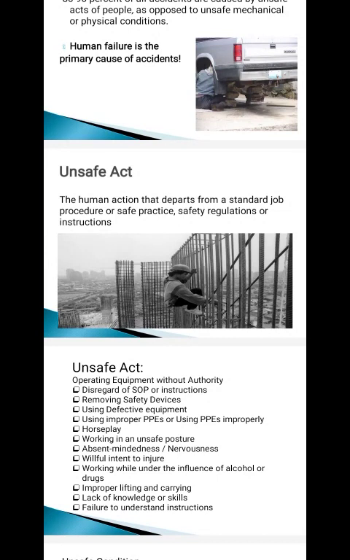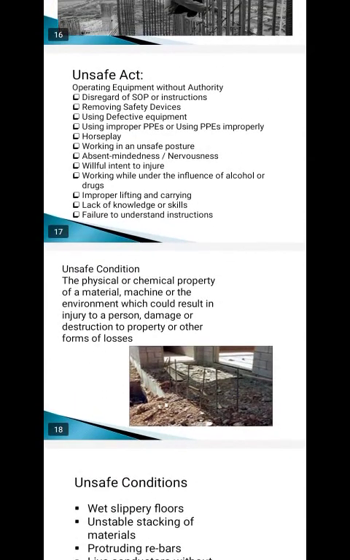Removing safety devices. For example, in construction, we have what we call an angle grinder or a cutting machine. Usually this device should have a safety guard fixed. But you notice workers removing the safety guard because they feel it hinders them from cutting or doing the job fast. But it exposes them to direct contact with the blade. So that is serious bodily harm.